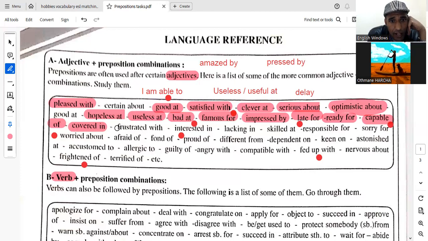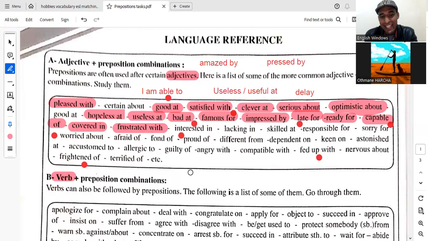Frustrated with. Frustrated means something that made you frustrated. Can you give me an example? I am frustrated with my exams. Yeah, I'm frustrated with the questions in the exam.